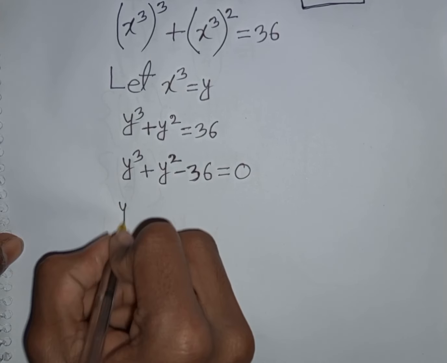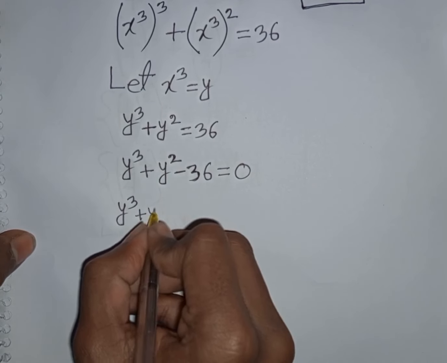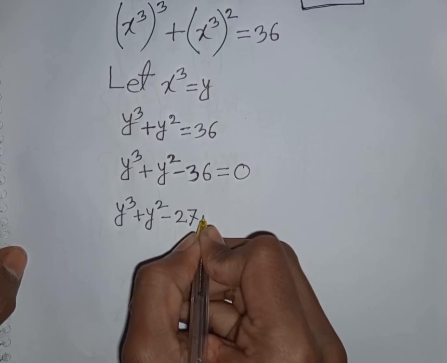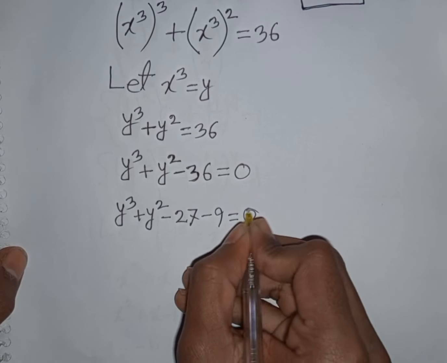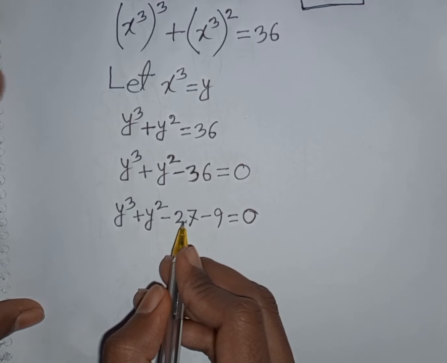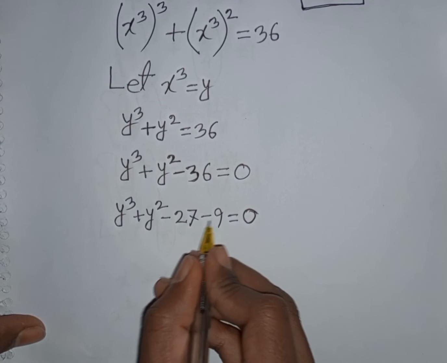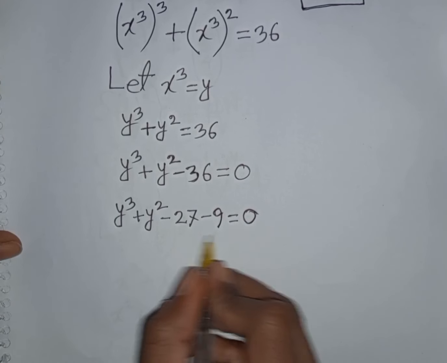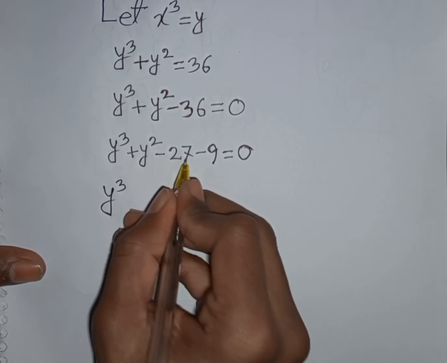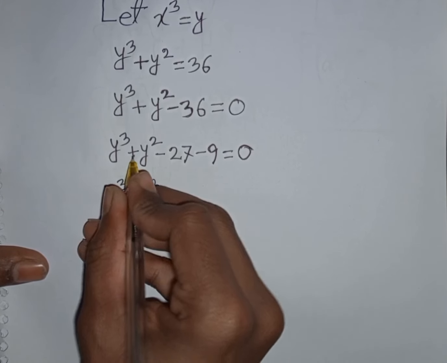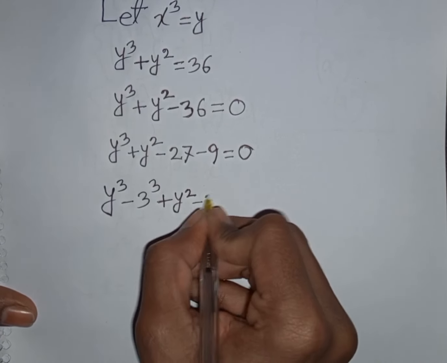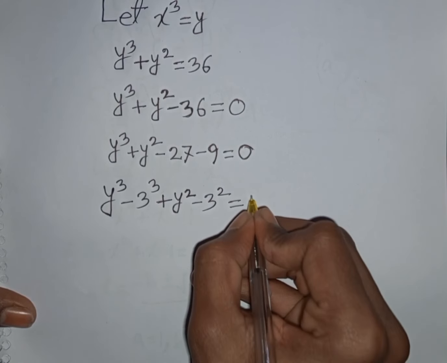Now we have y cube plus y square minus 36, which can be written as minus 27 minus 9, is equal to 0. How to understand this? Pay attention here, the nearest cubic number of 36 is 27. So you can write minus 36 as minus 27 minus 9. Most of the time you can understand such as this process. Now we have y cube minus 27, which is same as minus 3 cube, then plus y square minus 9, which can be written as minus 3 square, is equal to 0.